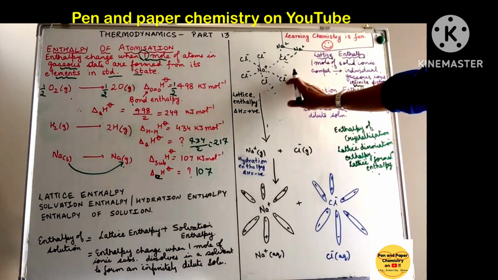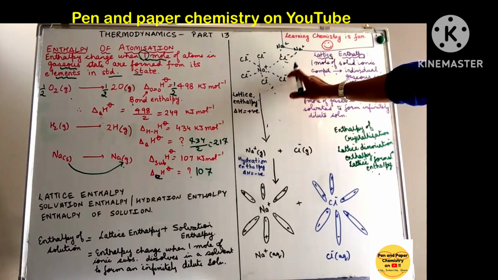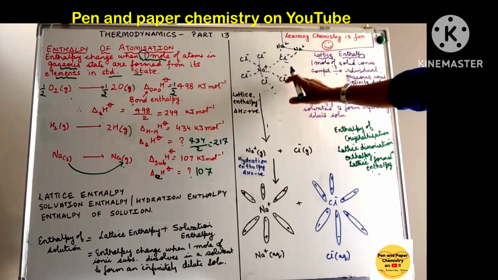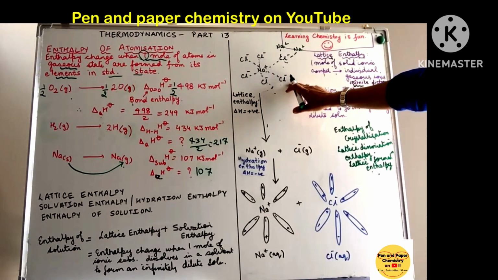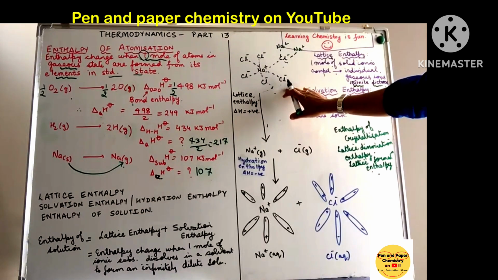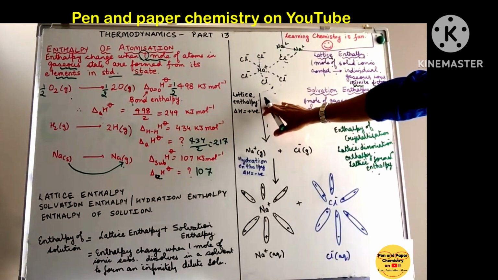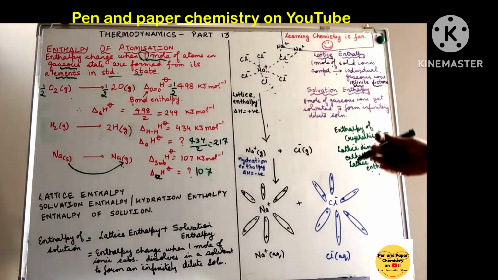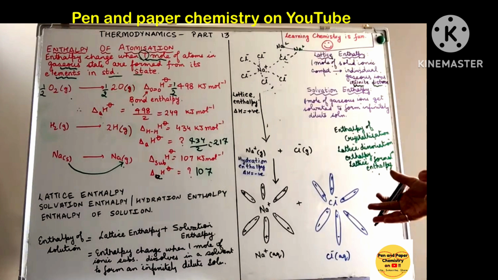So when we are dissolving sodium chloride in water, the first step is that the sodium and chloride ions are drawn away from each other by imparting energy, and that is called lattice enthalpy. Now these sodium and chloride ions can't exist independently when I'm dissolving them in water.